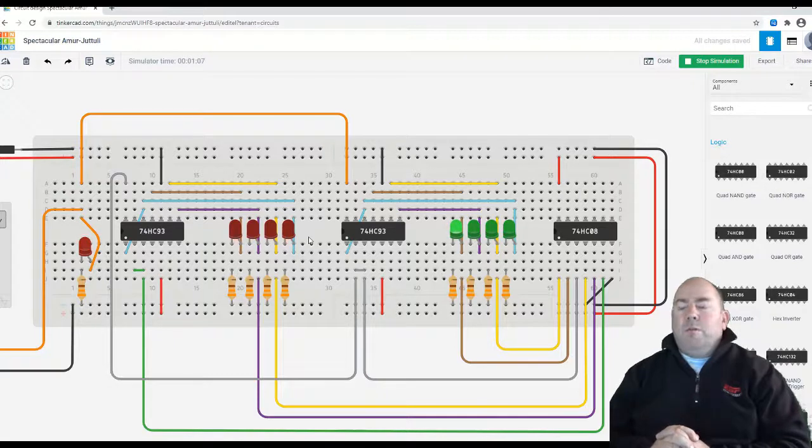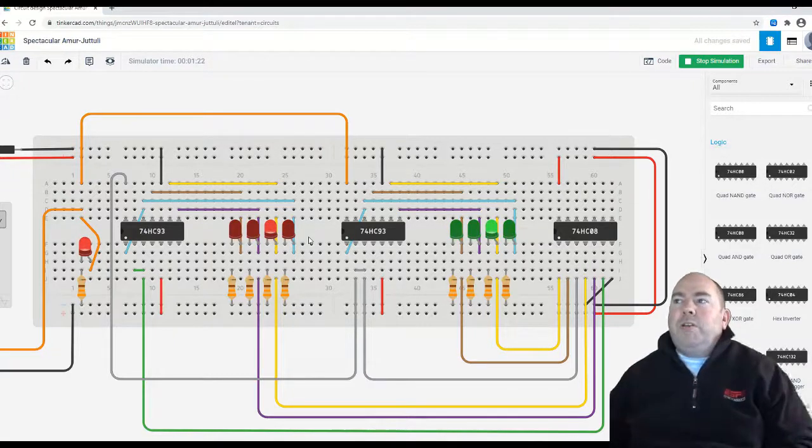Okay, so that is this running. So this is part E of the lab. So we are counting from 0 through 59 using 2 different 4-bit counters and a little bit of logic in between them.